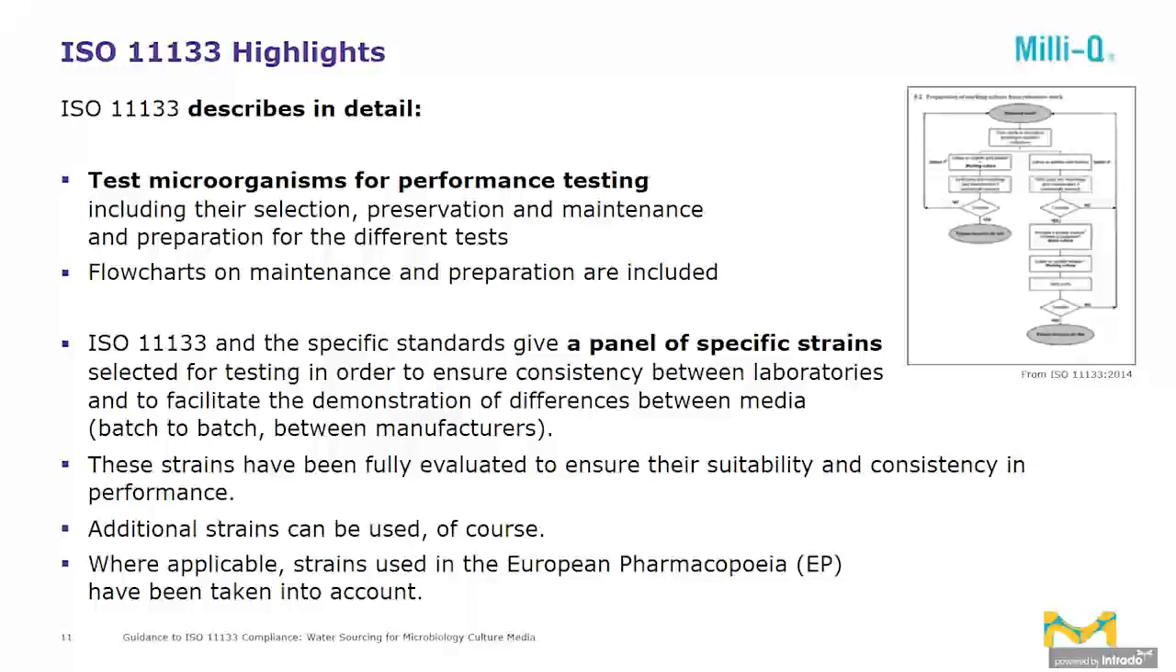These strains, which are given in the standards, have been fully evaluated to ensure their suitability and consistency in the performance. Additional strains can be used, of course. For example, additional strains can be wild isolates from your samples, but could be also strains from proficiency testing. But these are always to be used additionally. Where applicable, strains used in the European Pharmacopoeia, the so-called EP, have been taken into account, especially for those laboratories having samples from the pharmaceutical area and from food or water area.